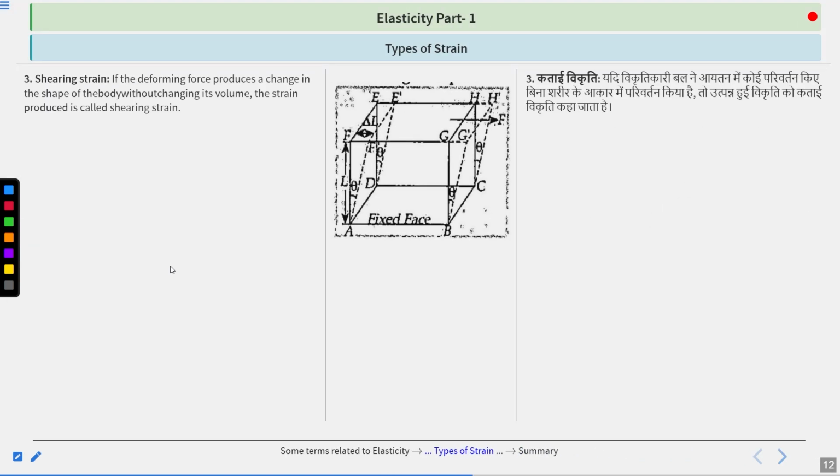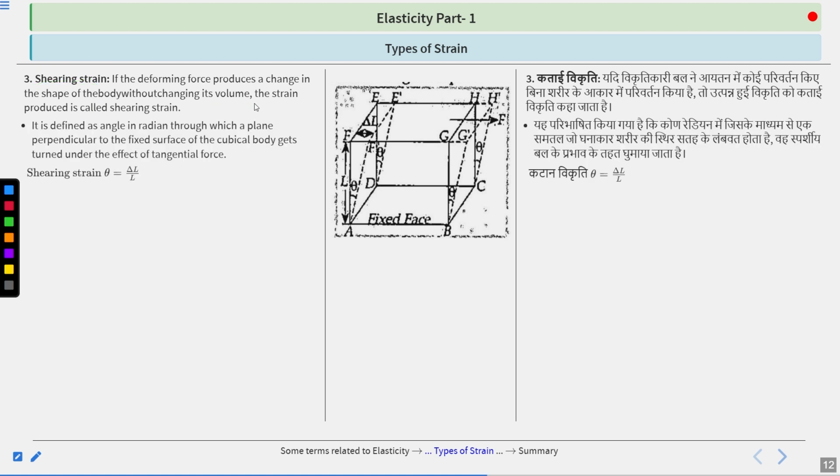Now, types of strain. First is shearing strain. If the deforming force produces a change in the shape of the body without changing its volume, the strain produced is called the shearing strain, which means only the shape of the body is getting changed. Volume is as it is. There is no change. It is defined as the angle in radians through which a plane perpendicular to the fixed surface of the cubical body gets turned under the effect of tangential force.